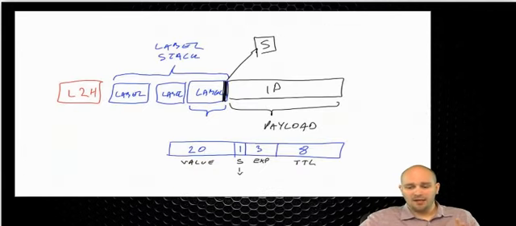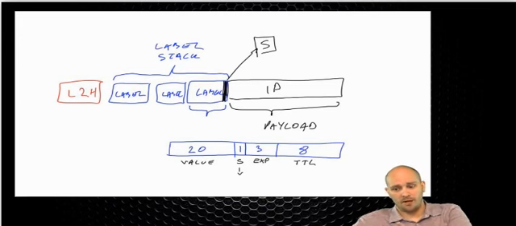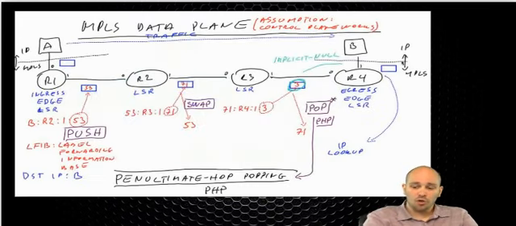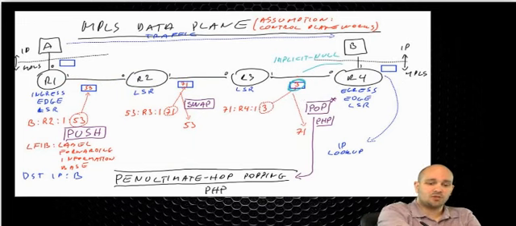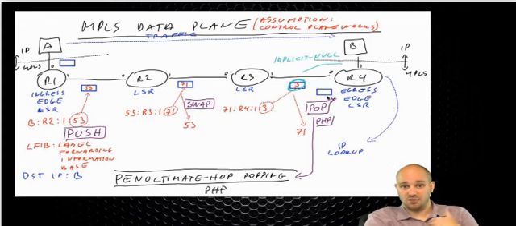Now, the point is that when you are using penultimate hop popping, you are not going to have the S bit set. Why? Because the packet that you are receiving doesn't have a label. It's just a regular IP packet. So you are not going to have the label with the S bit set.